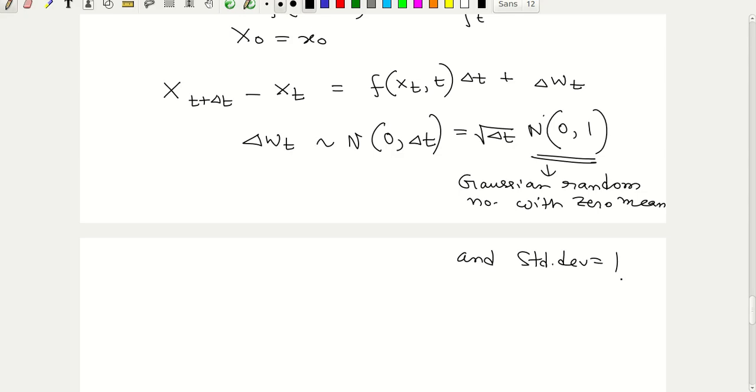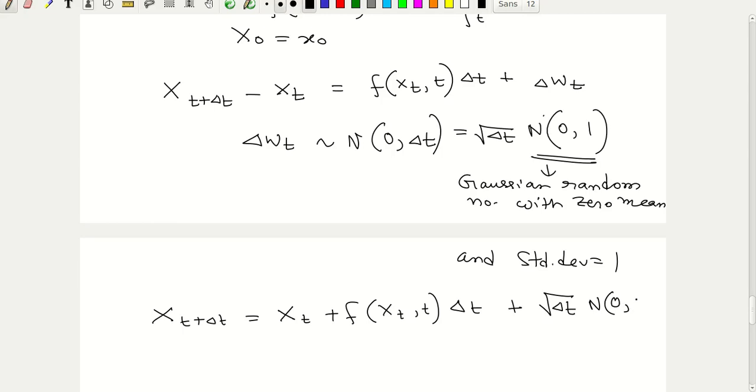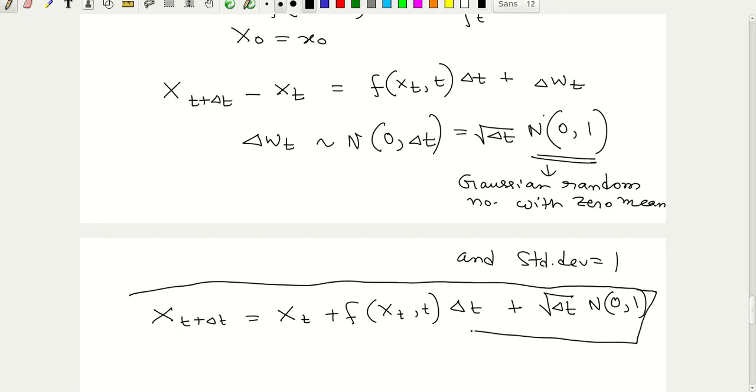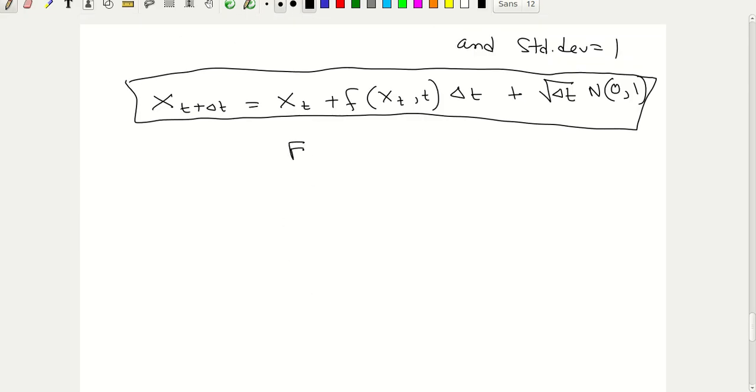So now this is your delta Wt, and if you write the steps of progression, x of t plus delta t is x of t plus f of x of t comma t delta t plus square root of delta t into a Gaussian random number with 0 mean and 1 standard deviation. So this is the numerical scheme that I am going to follow, and this has a particular name, which is called the Euler-Maruyama scheme.